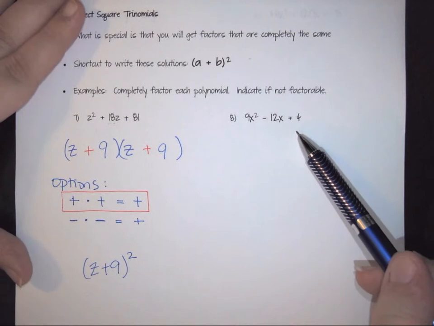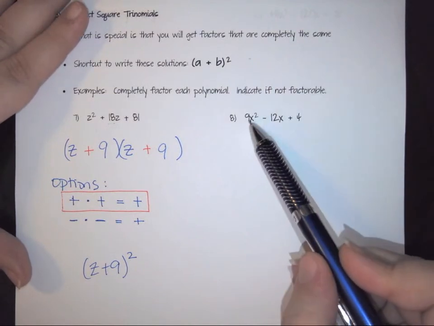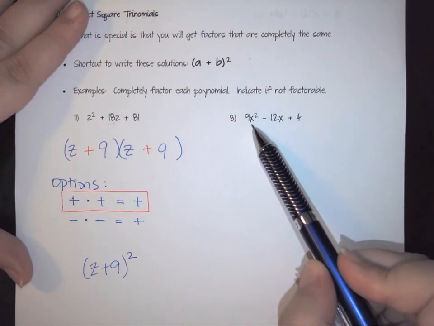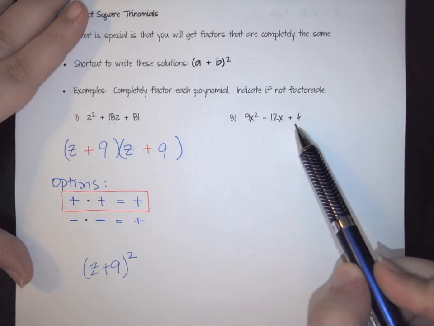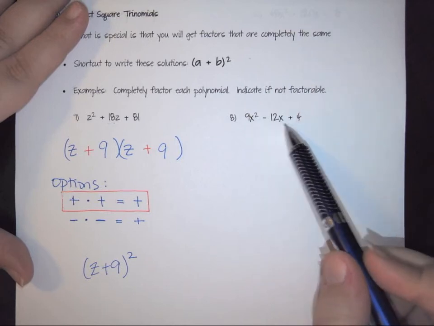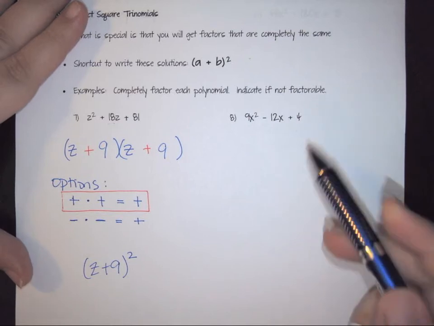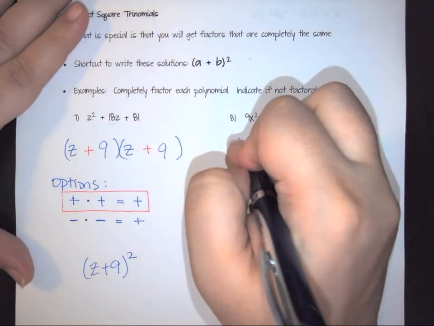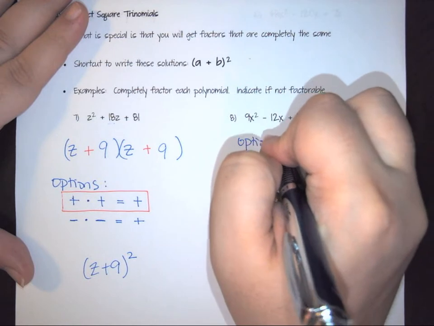Let's look at a different one. So here, notice again, my first term is a perfect square. My back term is a perfect square, so it's a pretty good case again that this is going to be a perfect square trinomial. So when we're looking at it, the first thing that we need to consider is your options.